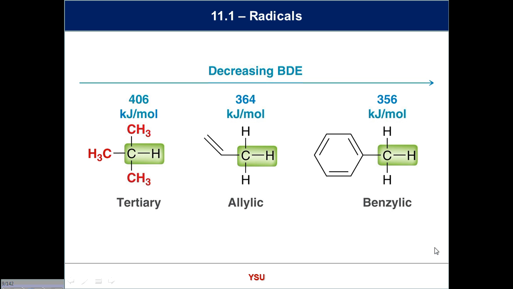So look at these systems. Nuance, subtlety. You've got to be on your toes here. Look at the bond energies. For a tertiary CH bond in 2-methylpropane, the bond energy is 406. Even though this is a primary system, the bond energy for this is 364. That's a weaker bond. This is easier to break. If you go across to this system over here with the benzylic, 356. This bond, even though it's a primary system, is easier to break than this tertiary bond.